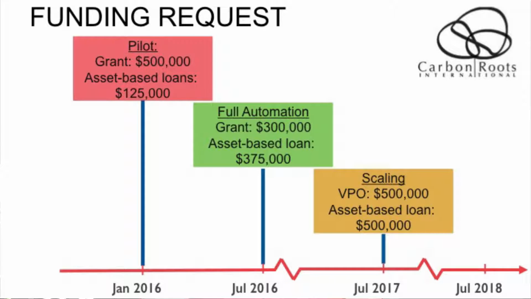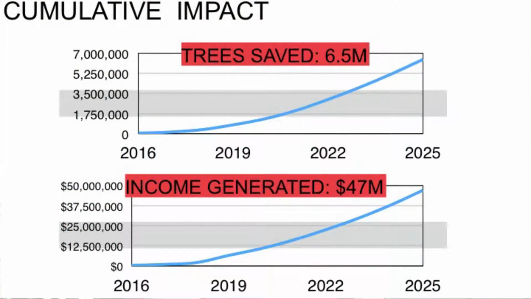The second part of their ask was to get to full automation in an initial production facility. That was an additional grant plus another asset-based loan of $350,000. The third part was the scaling, which allowed them to build the second factory, again a combination of a variable payment obligation and some asset-based loans. So what you see here is a series of different types of capital, what we would call a blended return for the investors: some grants, some market returns. We'll talk more about that as we get into the module. The cumulative impact, the social return for the investors, is 6.5 million trees saved and almost $50 million of livelihood contribution through the value chain.